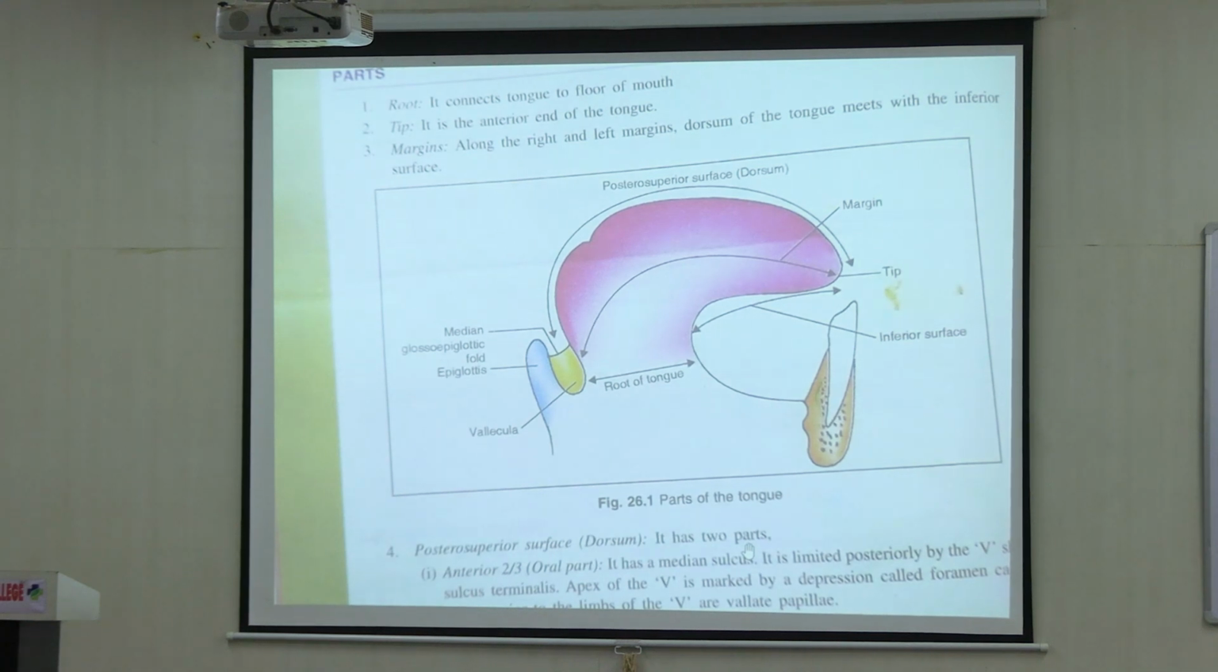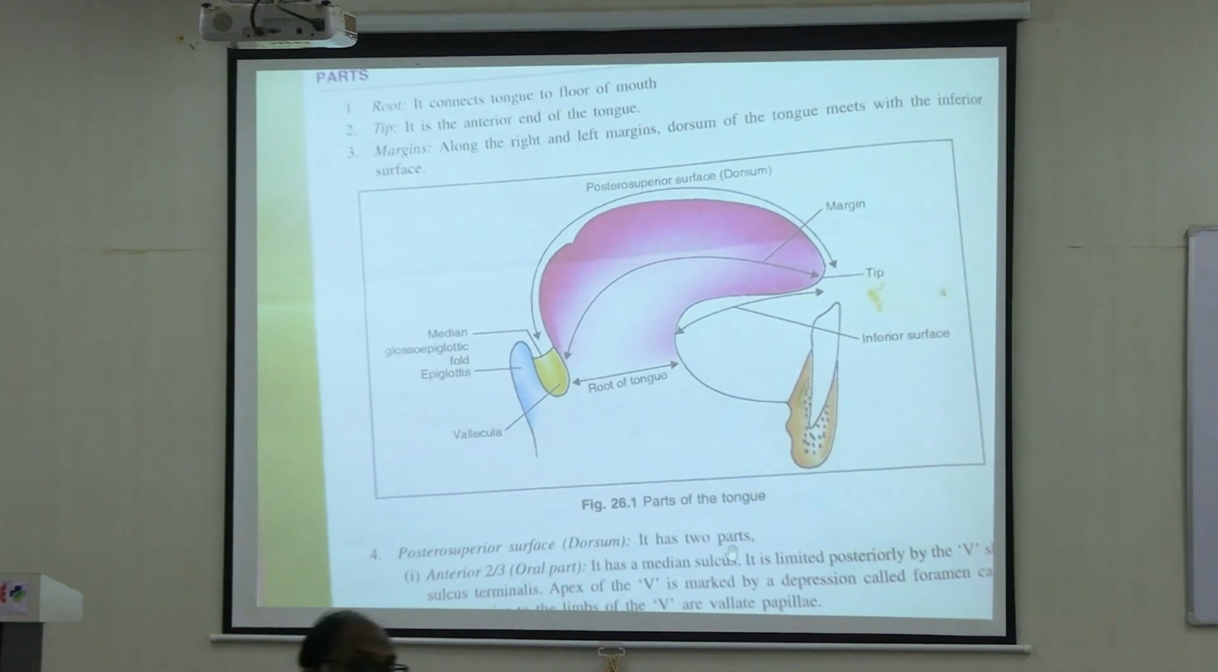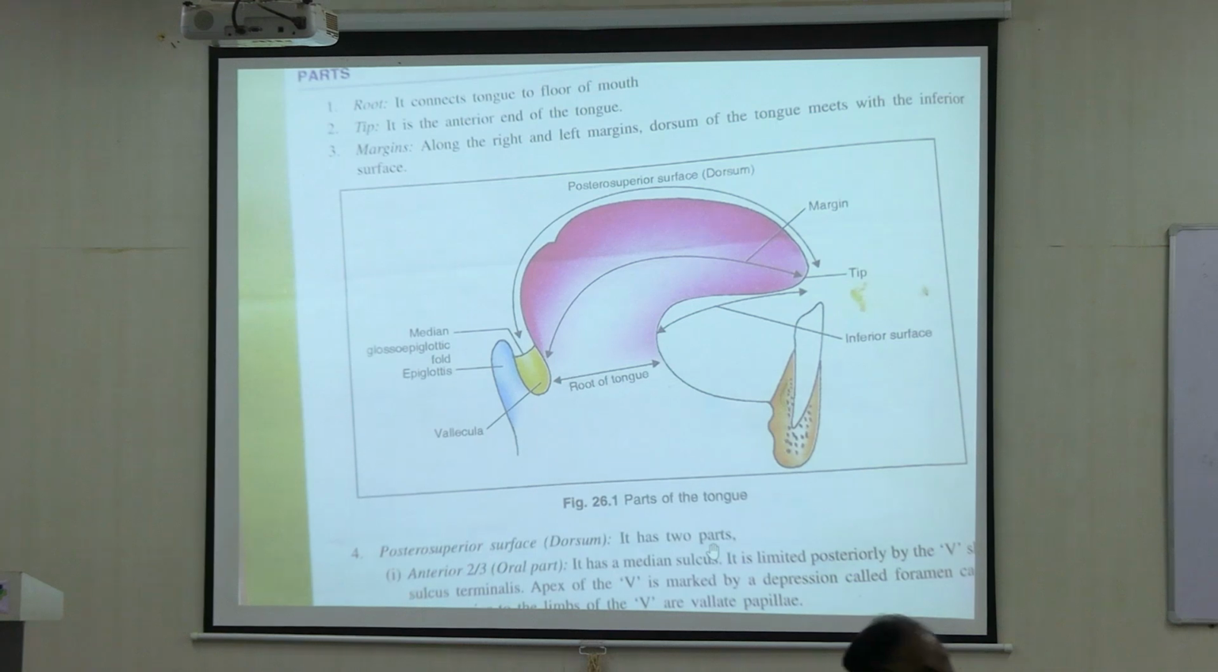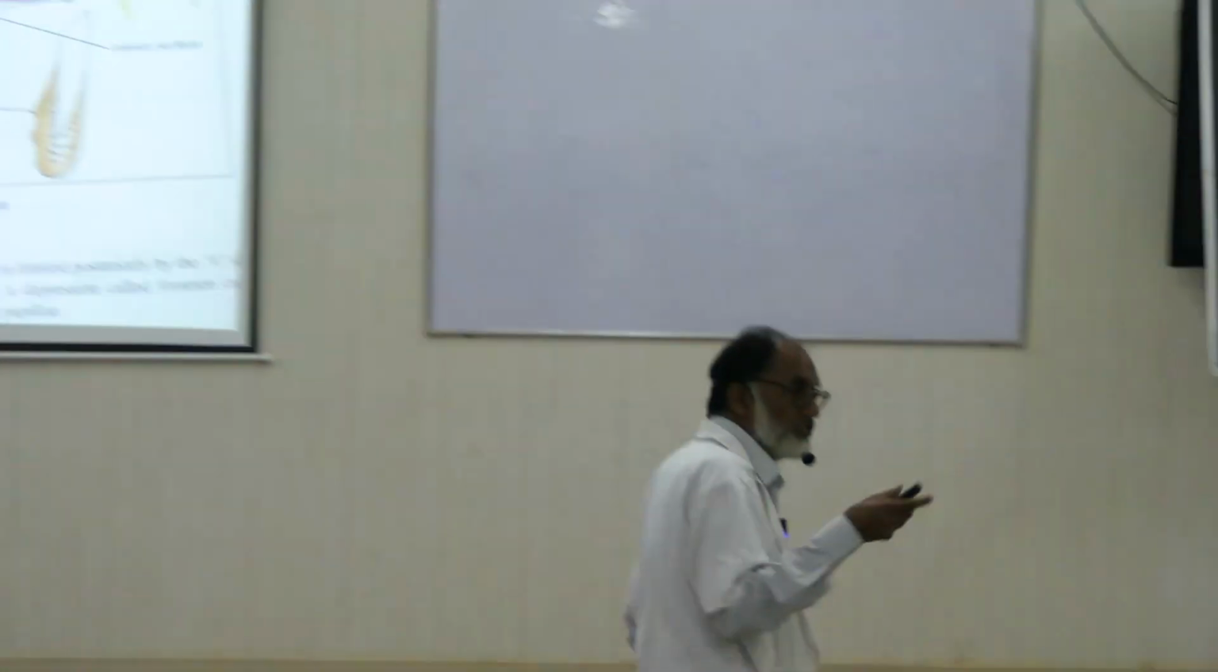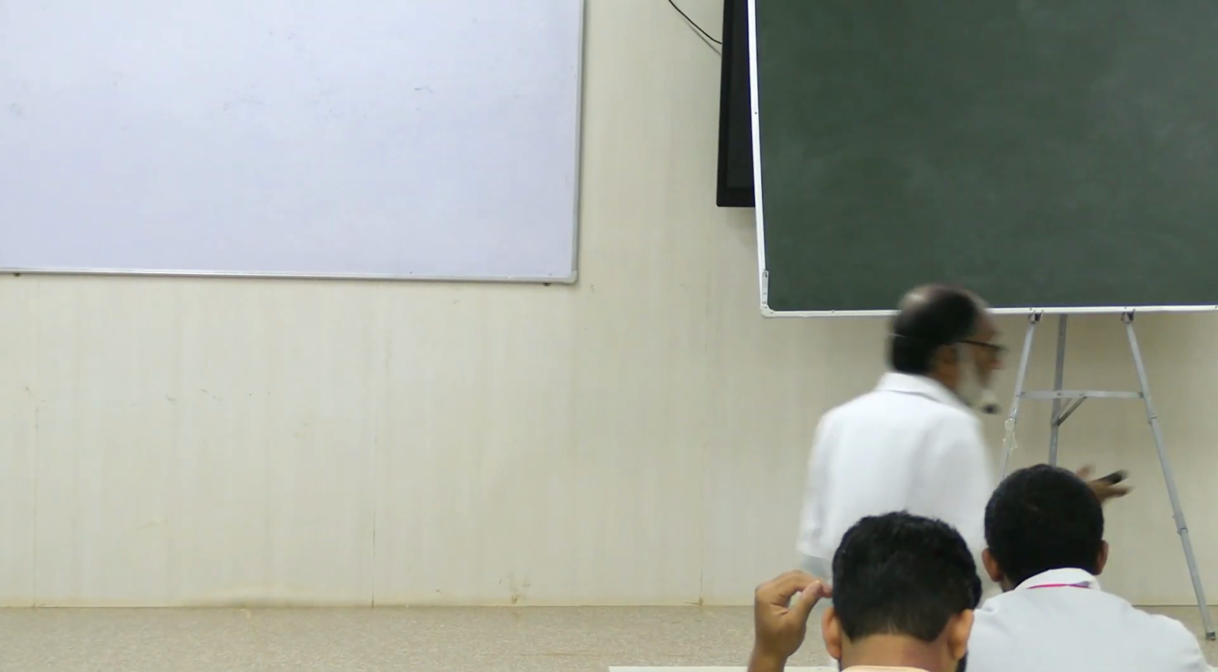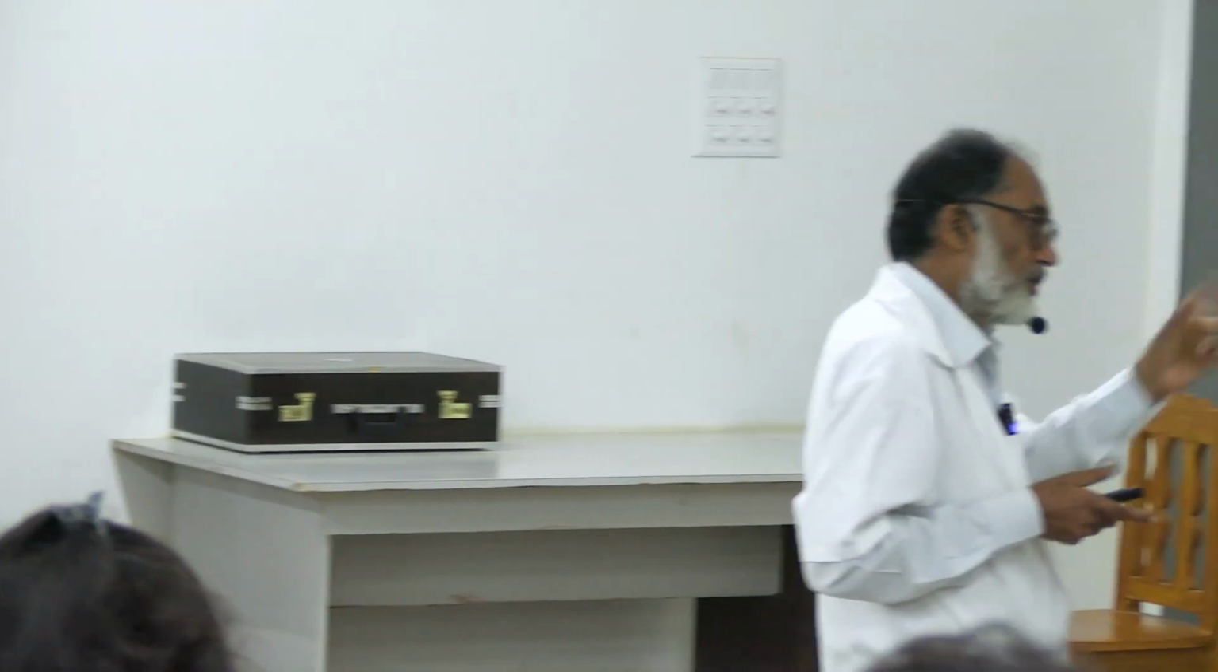Now let us enumerate the extrinsic muscles of the tongue. As you have already completed dissection, you are well acquainted with these terms. What are the external muscles of the tongue? Which will end with glossus. They are all tongue muscles.